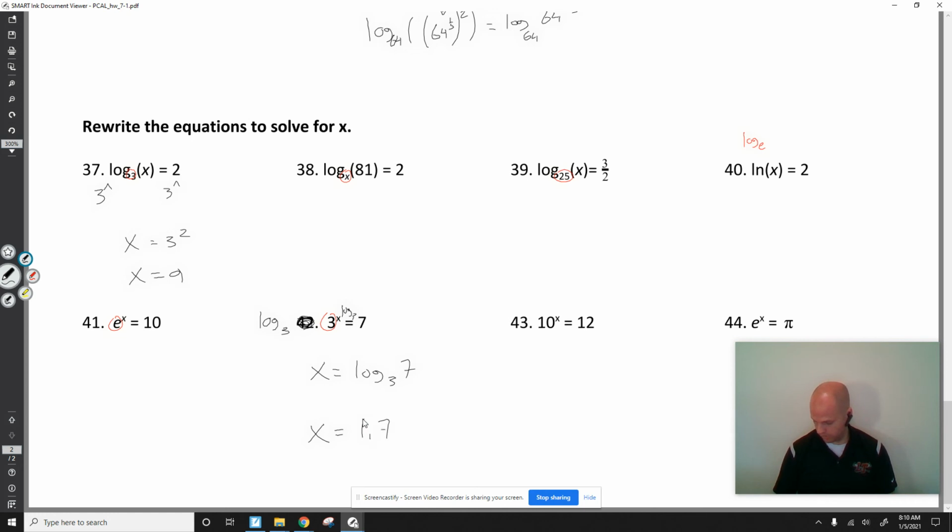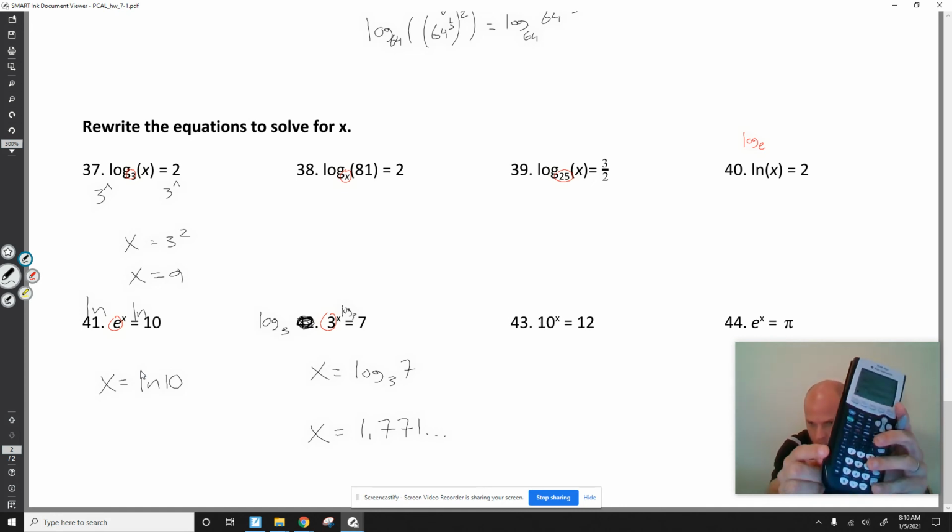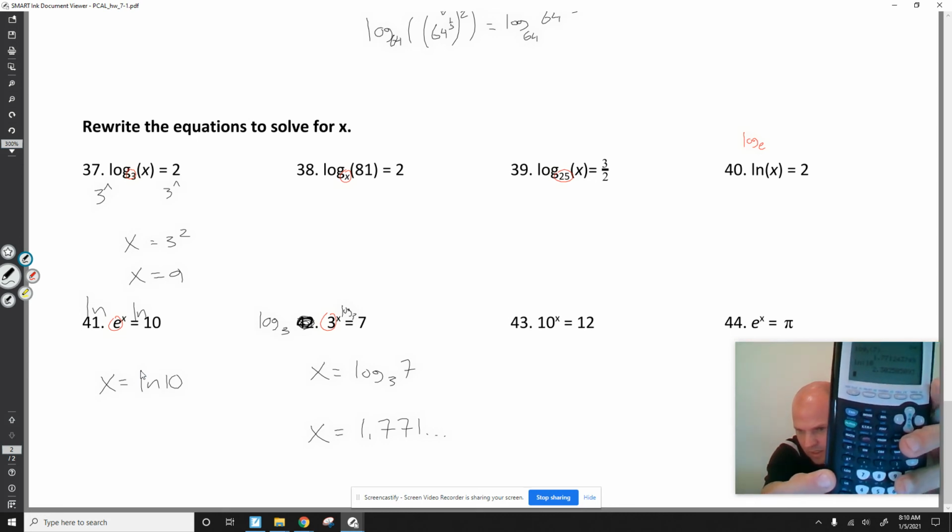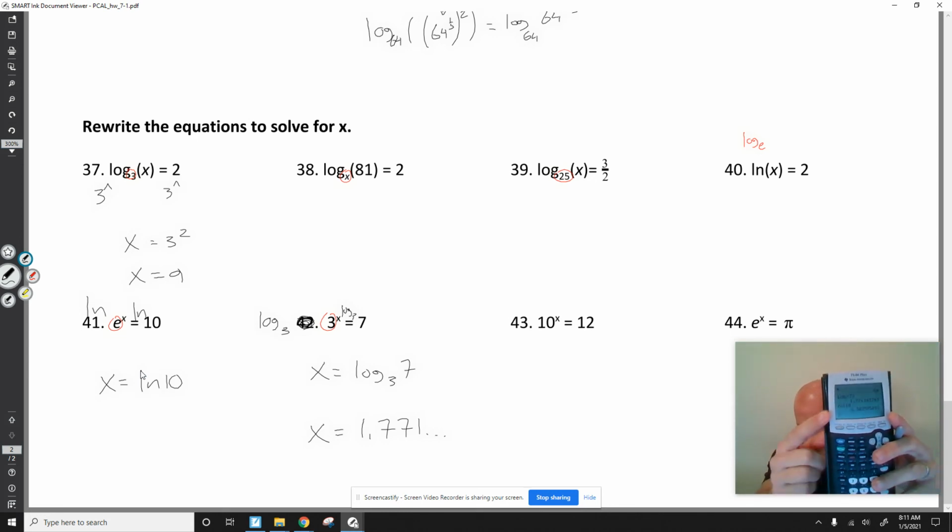It's 1.771 with a bunch of decimals after that. Same thing here. I would take the log base e of both sides. The log base e is the same as the natural log. So log base e of e to the x is just x. This is the natural log of 10. You can type in the natural log of 10 into your calculator using the natural log button. The ln button, natural log button is right here. Natural log of 10 is 2.302 with some decimals after that.